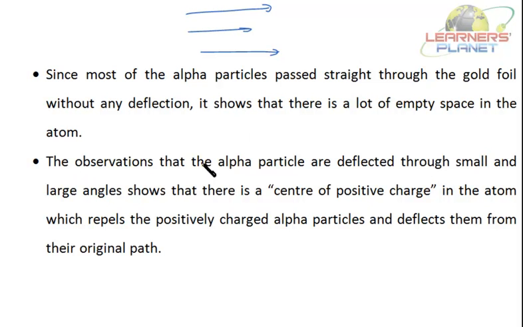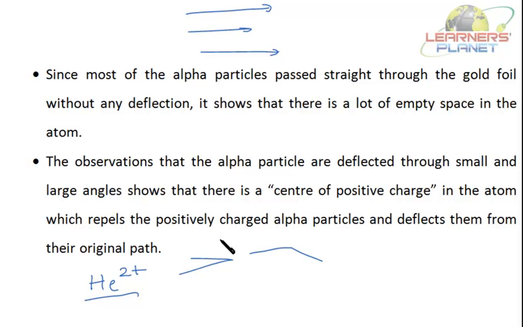Now the observations that the alpha particles are deflected through small and large angles show that there is a center of positive charge in the atom. What is this alpha particle? These are He2+, that is the helium nucleus. These are positively charged. Some rays were deflected back, they rebounded, and some of them were deflected by small angles. So it suggests that there is a center of positive charge in the atom which repels the positively charged alpha particles and deflects them from their original path.